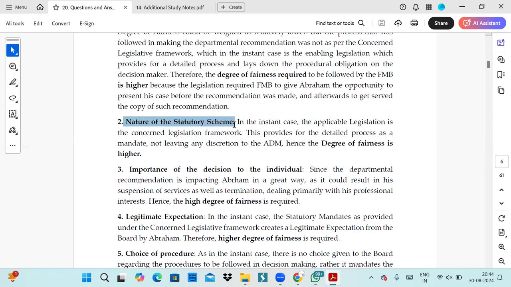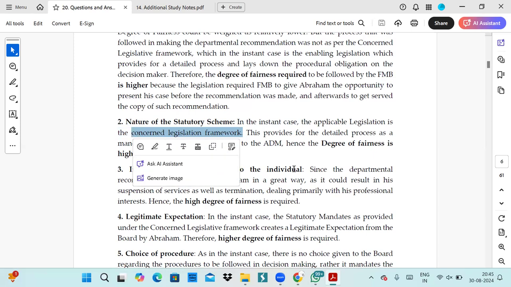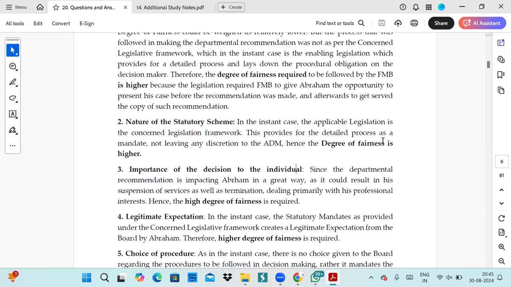Then the nature of the statutory scheme. Here the legislation is talking about, sometimes they will not give the act name. So in this case, they have referred to it as the concerned legislative framework. So I will also use the same wording. Whatever they have used in the act, the same we have to also use. Then this provides a detailed process as a mandate, not leaving any discretion to the ADM. Hence, the degree of fairness is higher.